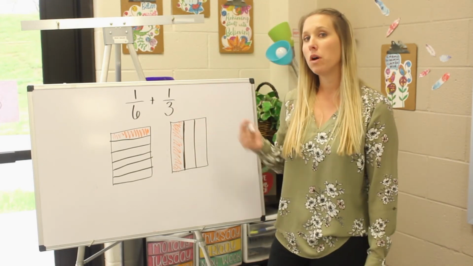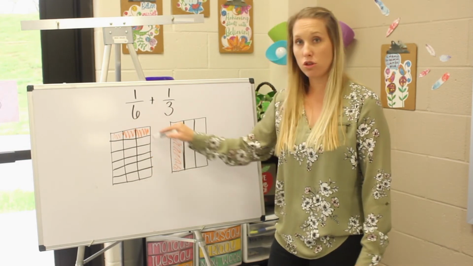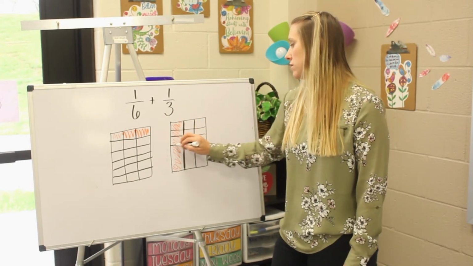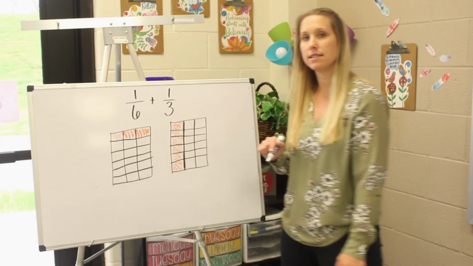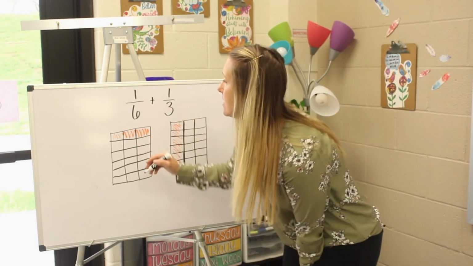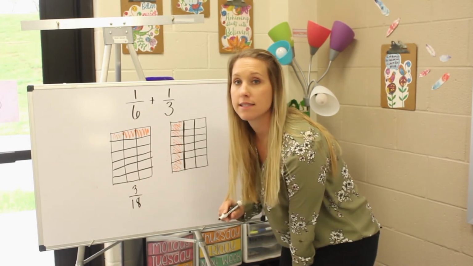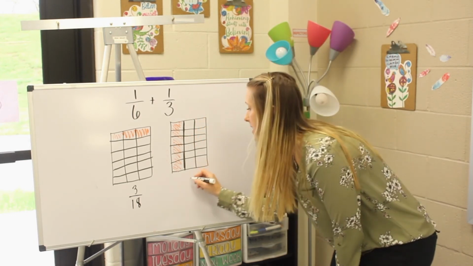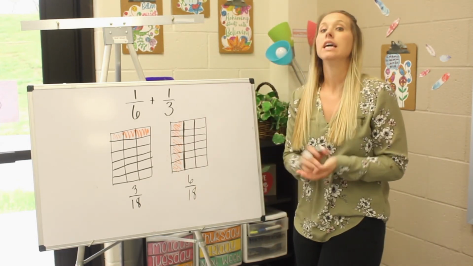Some of you may have done what we started with. You may have decomposed this into 3 equal sections, and you may have decomposed your 1/3 into 6 equal sections. Now both models have how many pieces? They have 18 pieces. So 1/6 is equivalent to 3/18. And 1/3 is equivalent to 1, 2, 3, 4, 5, 6, 6/18. Can we add now? Yes, we can.